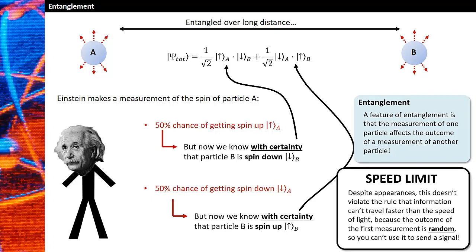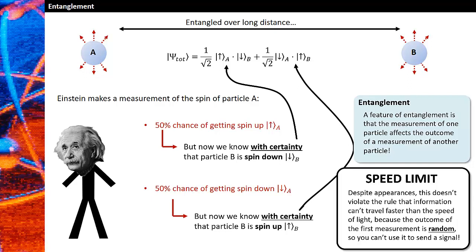This does seem to violate the speed limit of the universe, which says that nothing can travel faster than the speed of light. But we have to be a little careful about what that means. So what it really says is that no information can travel faster than the speed of light. Well, in this case, it's not clear that information is traveling faster than the speed of light, because Einstein can't use this to send a message to the person on the other side of the galaxy.